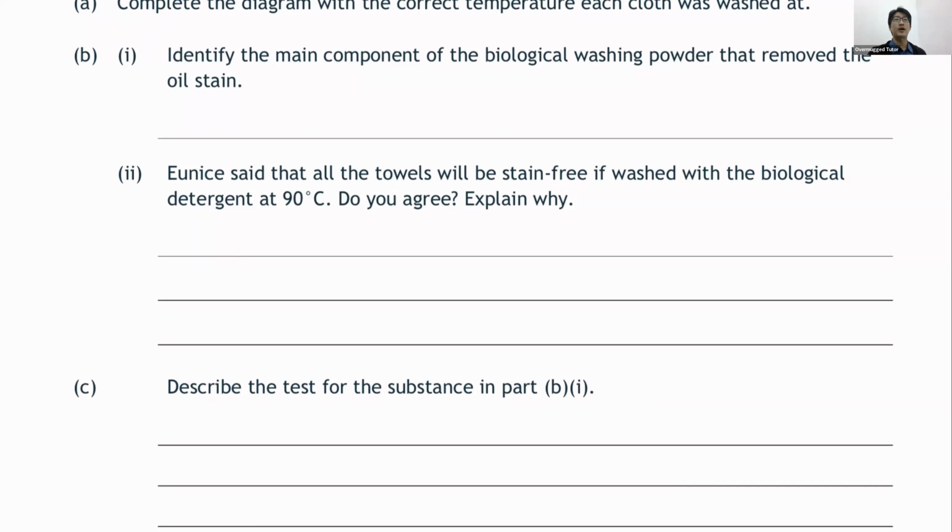Enzyme, right? What are enzymes? Yes, proteins. Test for the substance in B part 1, which means test for lipase. Lipase, enzyme. Enzymes are proteins. Hence, this is the Biuret's test.